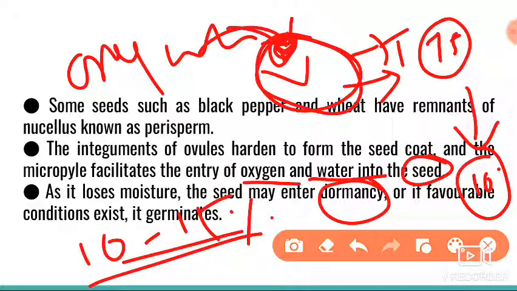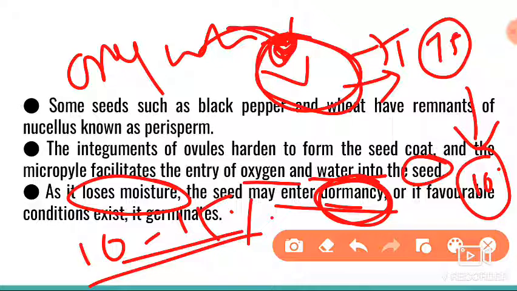What type of condition? They will undergo a resting stage. They will lose the moisture and the seed may enter into dormancy. Dormancy means they are in a resting stage. They are not active in this stage. We call it the dormant stage.